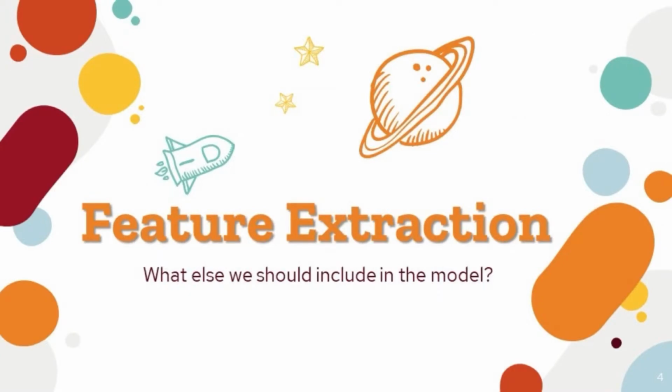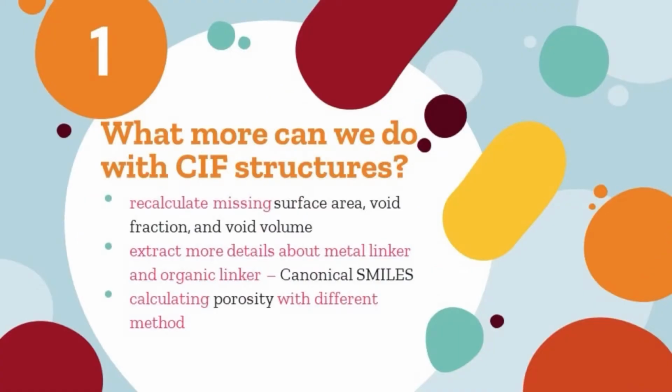Next, we will talk about the feature extraction. What features do we need for the model? First, in the CIF file, what further can we do? As a result, the missing surface area, void fraction, and void volume were reconstructed in the trained data. We also extracted further information about the linkers as canonical SMILES. Finally, we compute porosity using the CIF files.